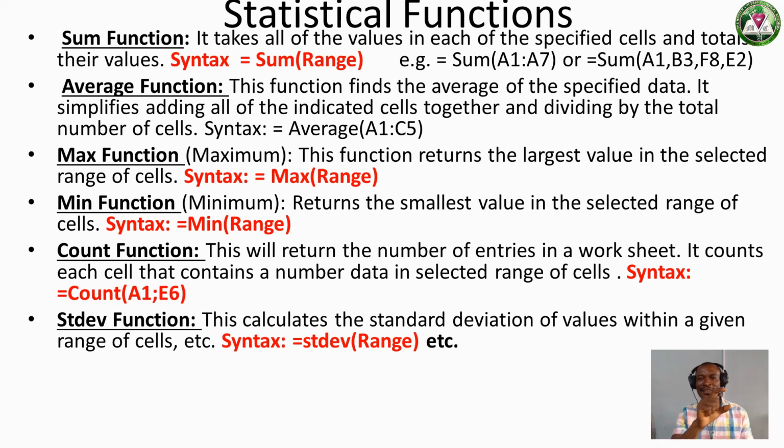But when the cells are just there in a range, you can just use A1 colon A7 or A5 or A whatever. And it will give you the total of the selected cells. I hope you have that now, right? Good. Now let's look at another function, the average function.